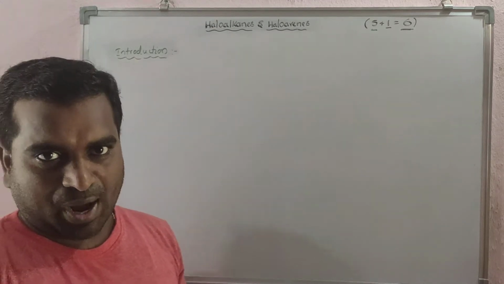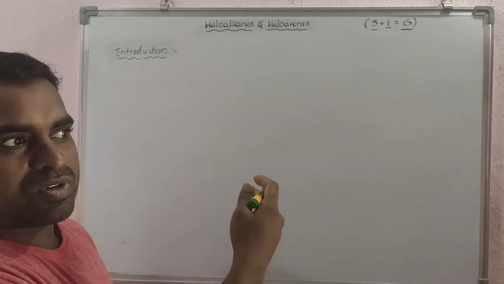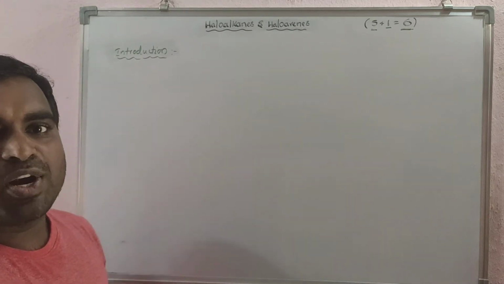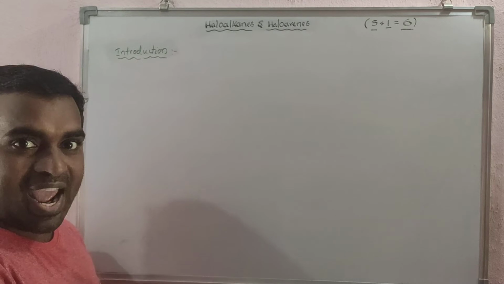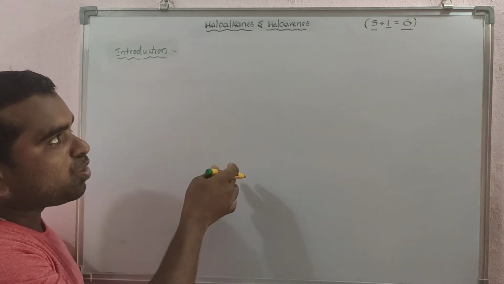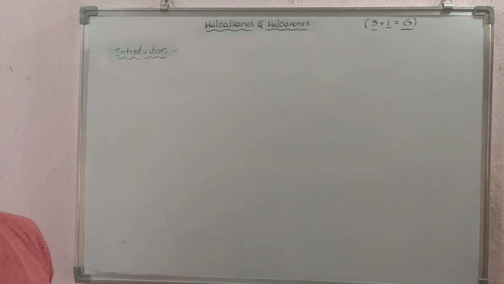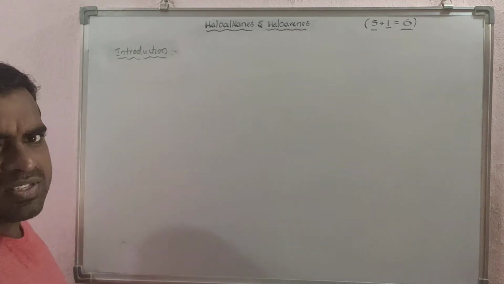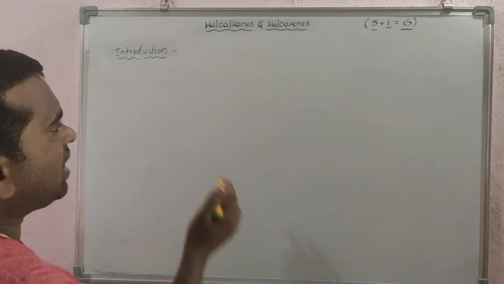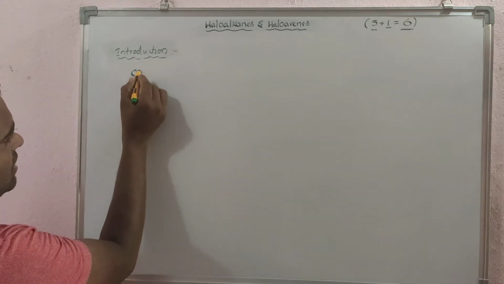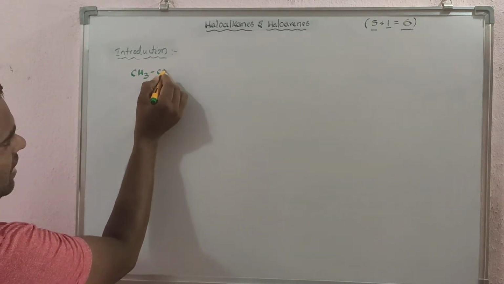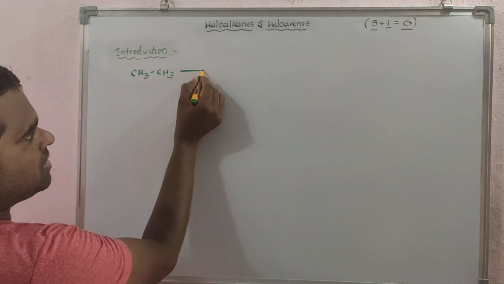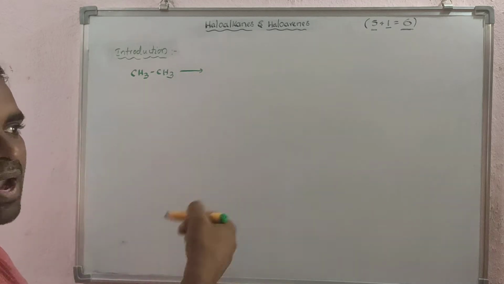How are these compounds obtained? These compounds are obtained by the replacement of hydrogen atoms by halogen atoms in aliphatic hydrocarbons or aromatic hydrocarbons. What does it mean? Aliphatic hydrocarbons means, simply, I will take an alkane. I will take the simple example here, ethane, with formula CH3CH3. And here, replacement of hydrogen atoms by halogen atoms.